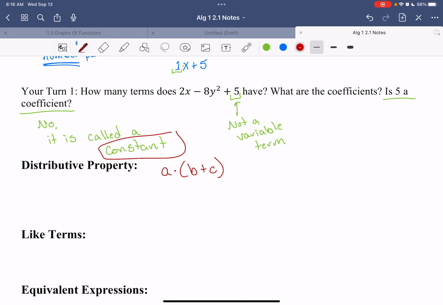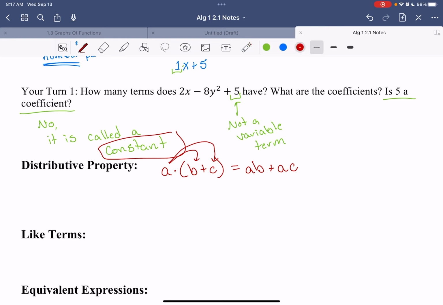So what the distributive property tells me is that I can multiply the A times the B, multiply the A times the C, and then add them. And it's add because this middle term is add. Okay. So that is the distributive property.